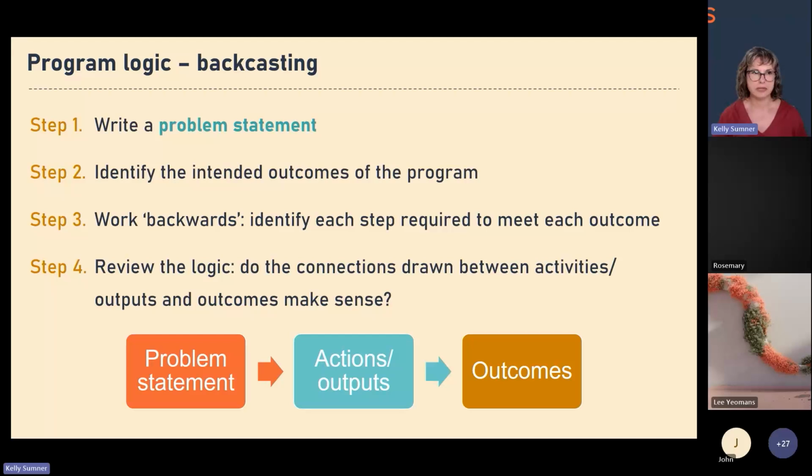So this is where the use of the term logic comes in. The idea is that the program logic is about whether each aspect in the series is likely to lead on to the next aspect that you've identified. So are the actions really likely to lead to those outcomes that you want to see? We also want to have a look at whether those outcomes really do relate back to the problem statement.